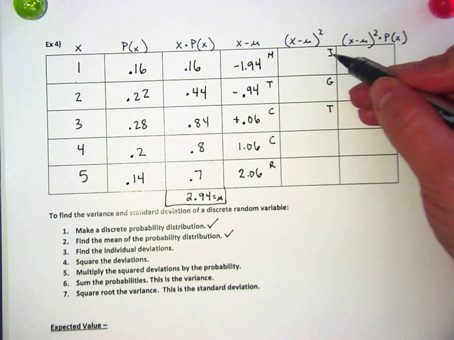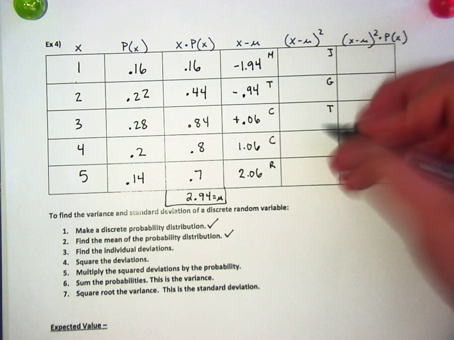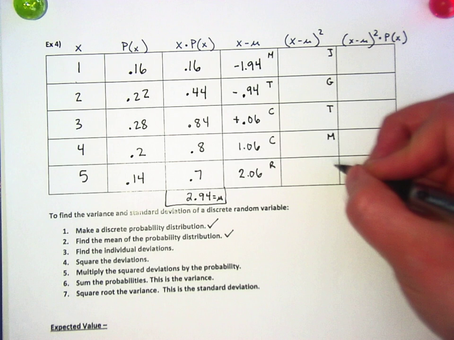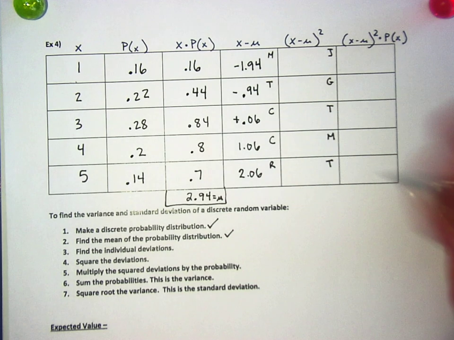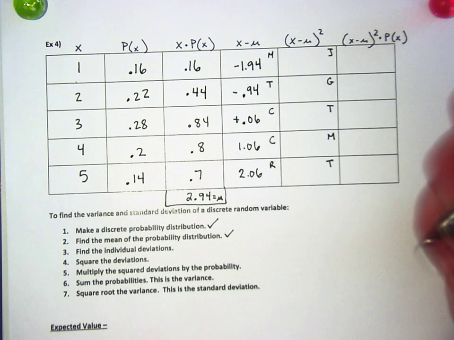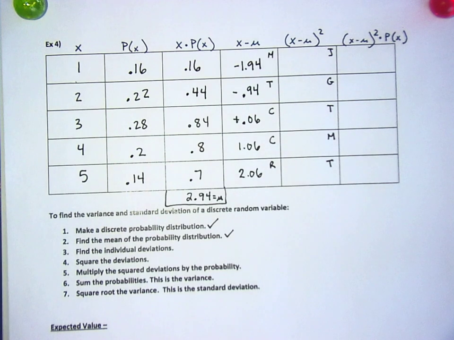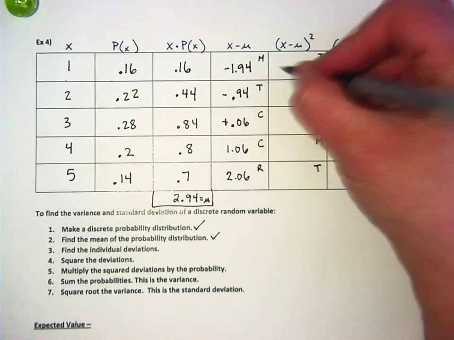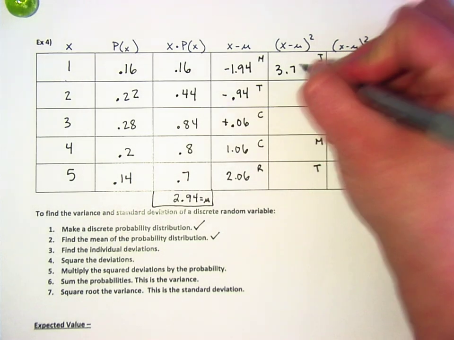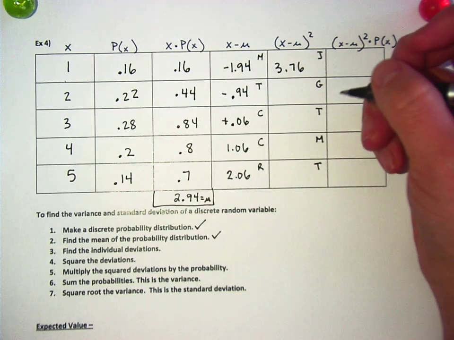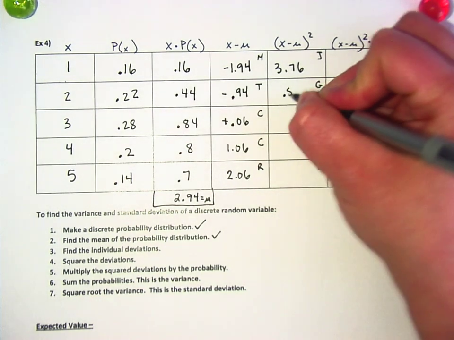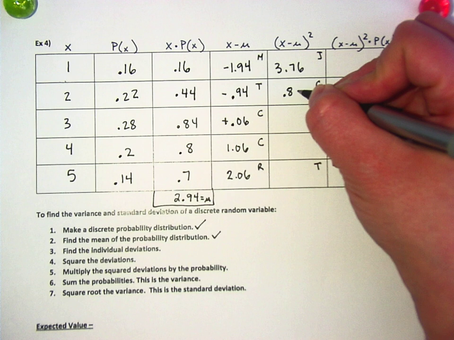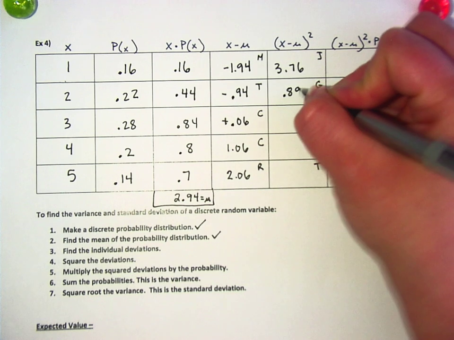Okay, we're going to keep going around. Jasmine, Gustavo, this is Triton, and then Michael, we're going to go back to you over here, and Tegan, we'll go back to you over there. This is you squaring all of those deviations. Why are we squaring them again? To make sure they're positive. Jasmine? 3.76. Gustavo? 0.8836. Let's say 0.89.